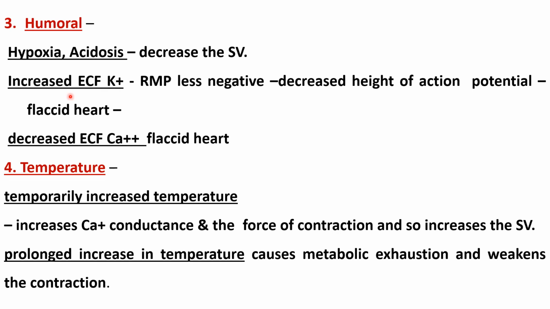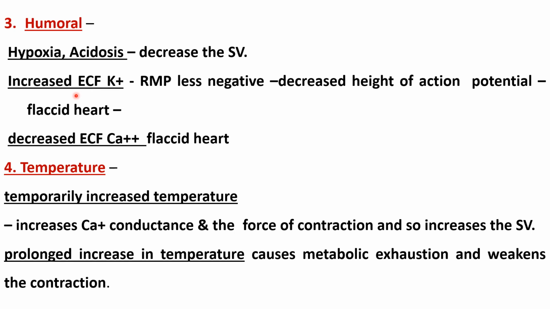So, just continuing with the facts that the factors affecting the stroke volume or the volume of blood ejected by the heart in one beat are the intrinsic factors, the nervous factors, and then the chemical factors. This is also called humoral. Hypoxia means decreased oxygen, acidosis means decreased pH, and these two affect the stroke volume by affecting the force of contraction.